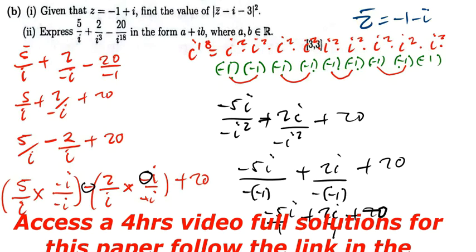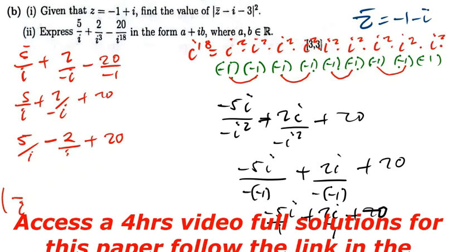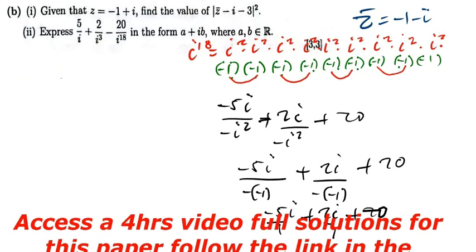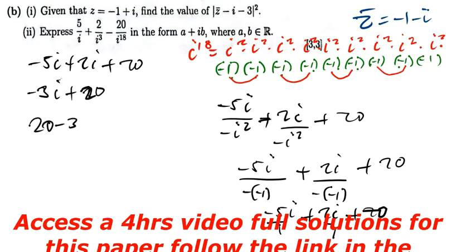Plus 20. We can get rid of this to create space. So we have now negative 5i plus 2i plus 20. So this will give me negative 3i plus 20. But the question is, we leave the answer in the form a plus ib. So the first one should be the real number. So it's 20 minus 3i. So that's the answer.